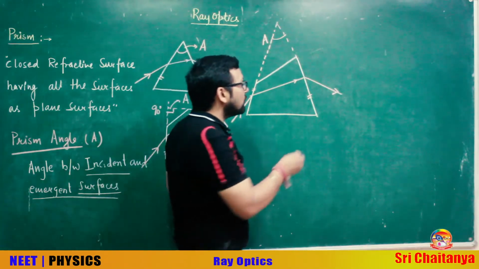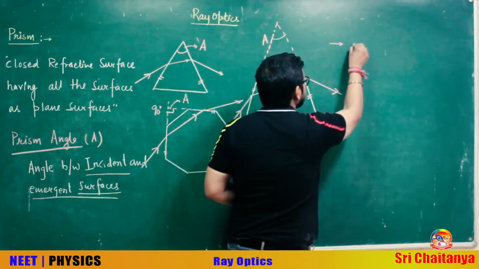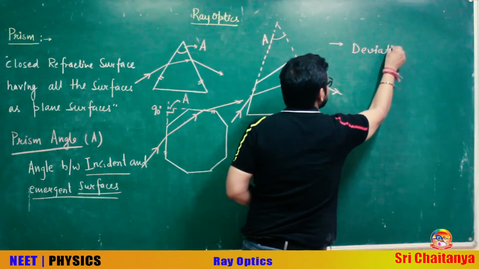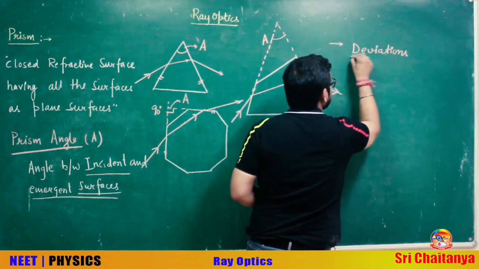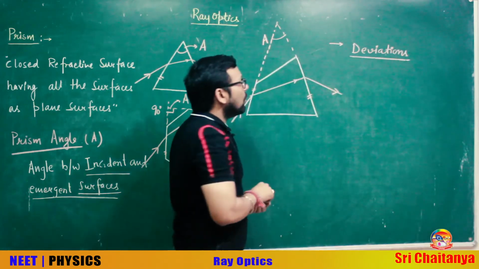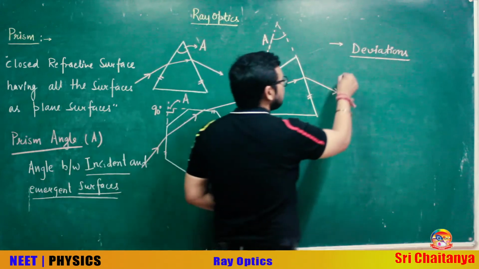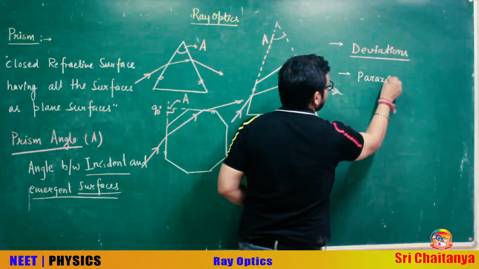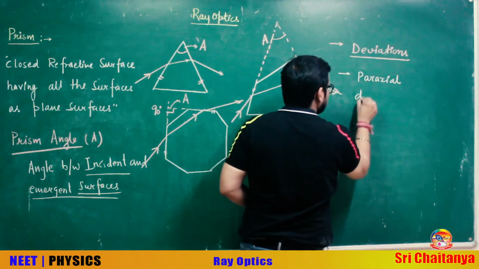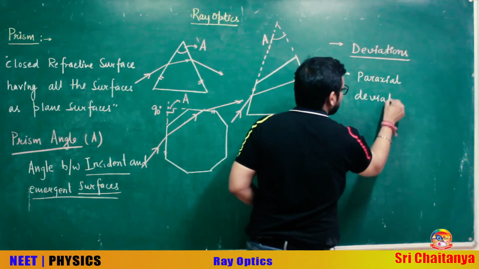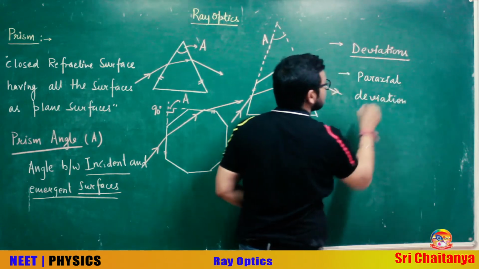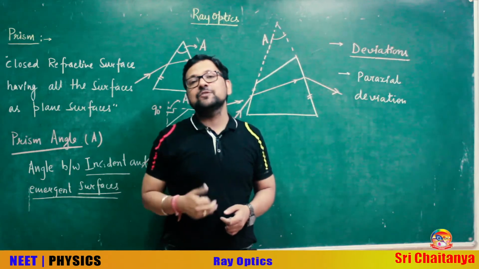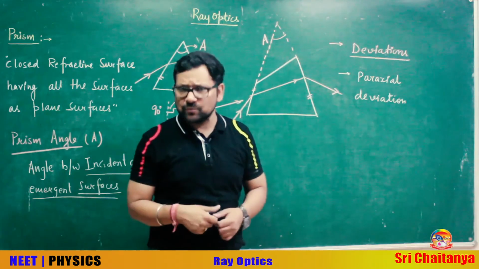In prism there are three important question topics. First, you have to be very aware of all kinds of deviations that are produced inside the prism. When I say all kinds of deviations, the first is called the paraxial deviation. When I say paraxial, obviously I am talking about small angles, when the prism angle is small, the incidence angle is small, and the refraction and emergent angles are small.